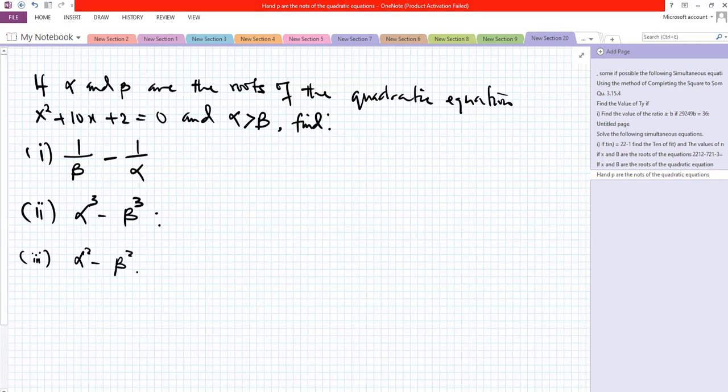If alpha and beta are the roots of the quadratic equation x squared plus 10x plus 2 equal to 0, and alpha is greater than beta, find the following expression. Now, x squared plus 10x plus 2 is equal to 0.